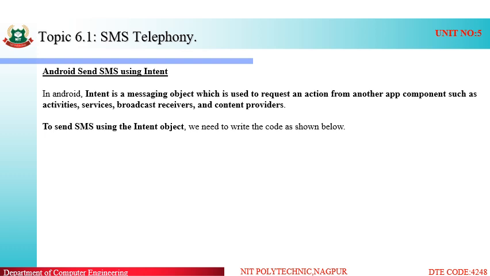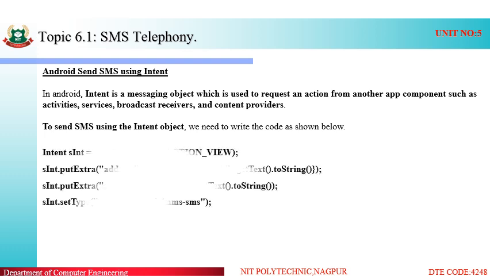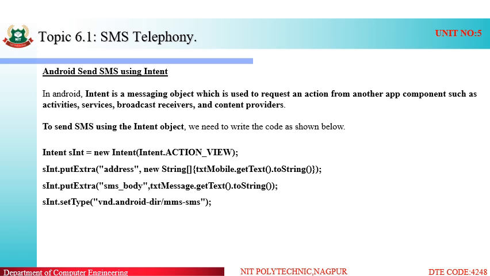Now to send the SMS using the intent object, we have to write the code. We create an instance of Intent, that is intent equals new Intent, and we have to specify the action. With every intent we have to specify the action. So what is the action here? It is ACTION_VIEW. Then the putExtra method we use along with the instance.